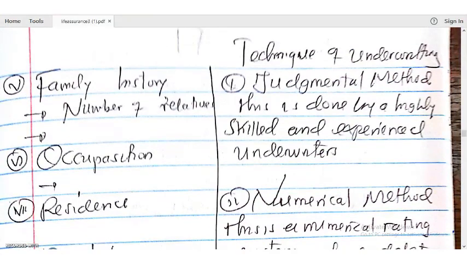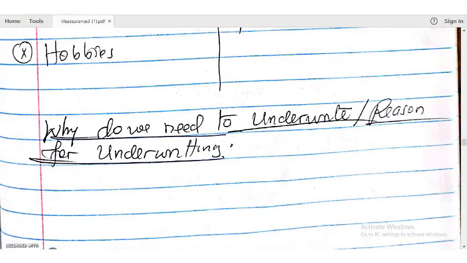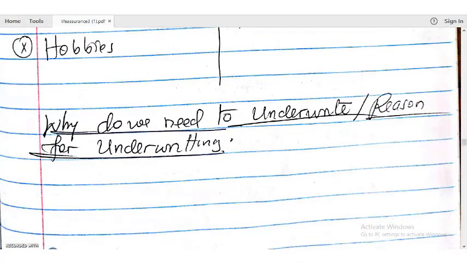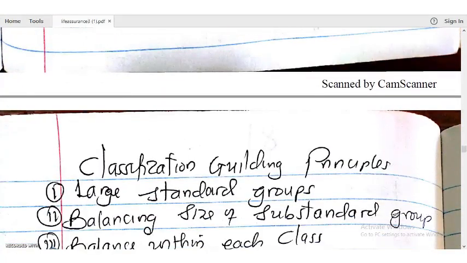Another thing is technique used. Technique of underwriting. Kuna judgmental method na numerical method. Judgmental unatumia experience kwamba kwenye group hii mtu mwenye tabia hizi na hizi huwa anakuwepo kwenye group hili. Na nyingine ni numerical underwriting. So hizo ni techniques za underwriting. Why do we need to underwrite? Reason for underwriting. Utatakiwa ujue reason for underwriting. One is to classify, kurahisisha calculation ya premium. Yeah, and things of the kind. To know the characteristics of the particular individual.